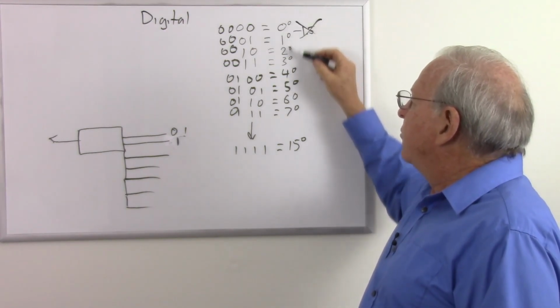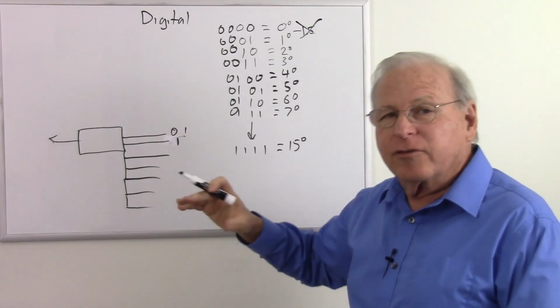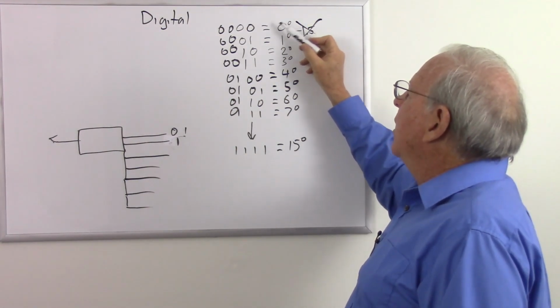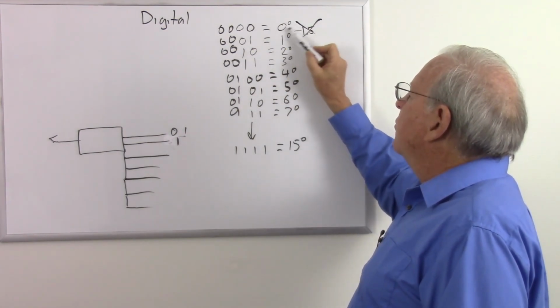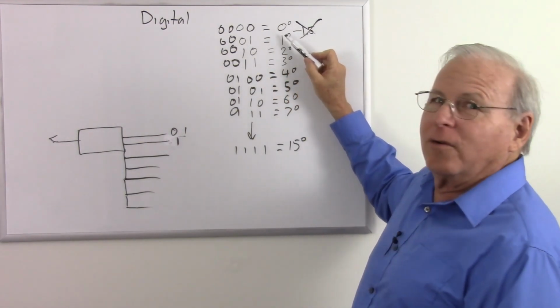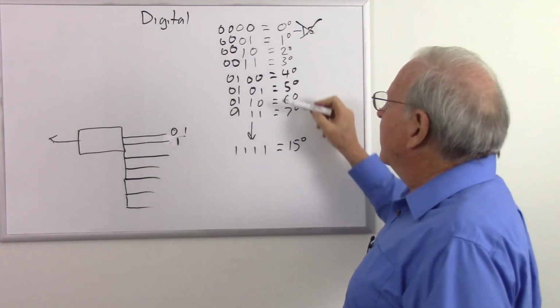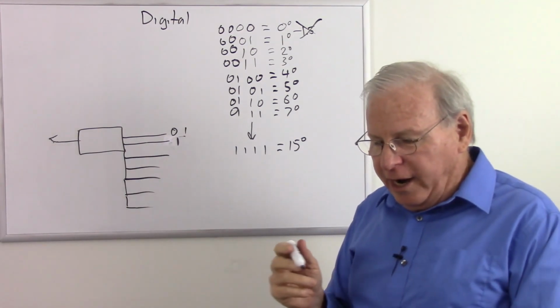If I want these fine steps, I'm going to have to add more wires, more steps, do some realigning here, saying, okay, how about 0, 0, 0, 0 is 0 degrees, 0, 0, 0, 1 is half a degree, 0, 0, 1, 0 is equal to 1 degree. I'd have to realign that and add more and more and more wires.